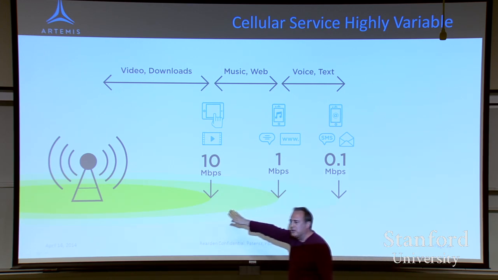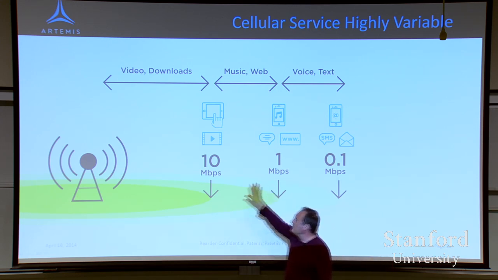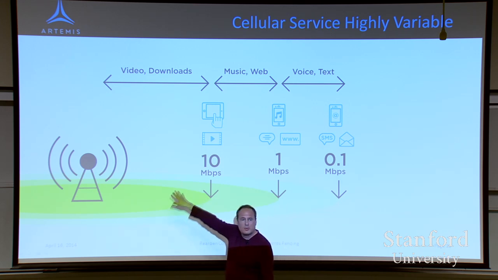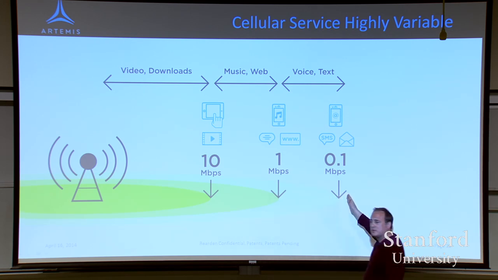Because in order for cellular to work, it has to taper off performance. So the average performance of a cell is about 1/10 that of the peak performance. And of course, as Ericsson points out, by the time you get to the middle of a cell, it's very difficult to do much more than music or the web. And by the time you get to the edge of the cell, it's very difficult to do much more than telephony, voice, and things like Twitter.